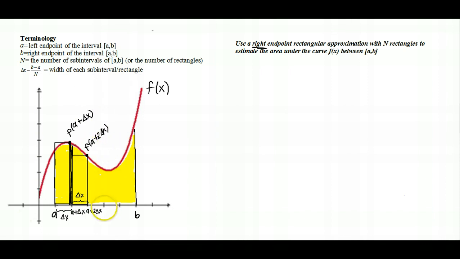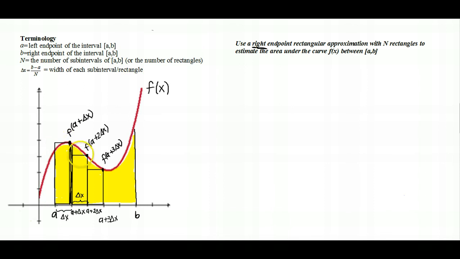The next coordinate point is, what do you think it's going to be? This is going to be a plus 3 delta x. So the next height right here is going to be f of a plus 3 delta x. Now I'm going to draw my next rectangle, which has the same width, but now height f of a plus 3 delta x.